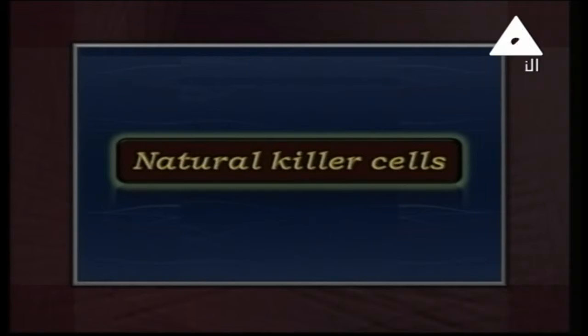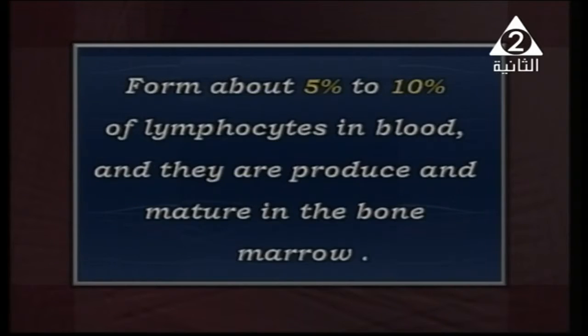Natural killer cells. As we continue from the last episode, we said we have different types of T cells, like the killer one, the suppressor, the helper, and so on. Right now we're going to study the last type of the T cells, which is called natural killer cells. They are about 5% to 10%, so they are very few inside your body, but they have a great function as lymphocytes in the blood, and they are produced and mature in the bone marrow.